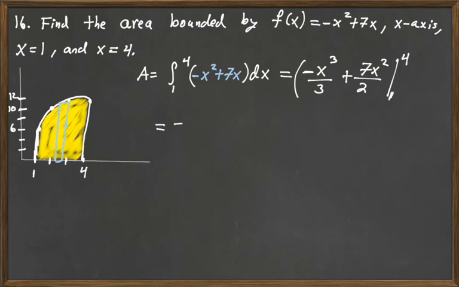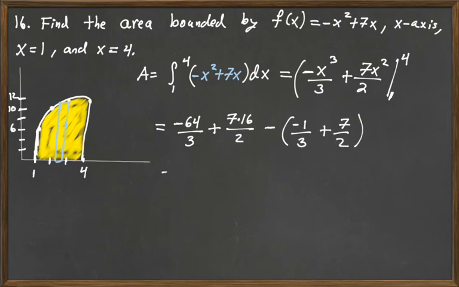Okay. All right, so we're going to plug in 4. So that's going to give us negative 4 cubed over 3, which is 64 over 3, plus 7 times 4 squared over 2, 4 squared is 16. Minus, and then evaluate at the lower limit. 1 cubed is 1, and 1 squared is 1, so we just get 7 over 2 there.